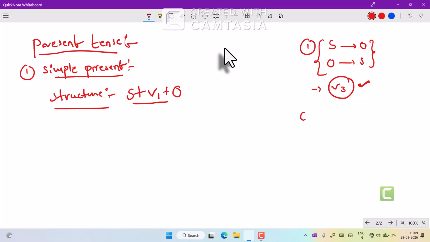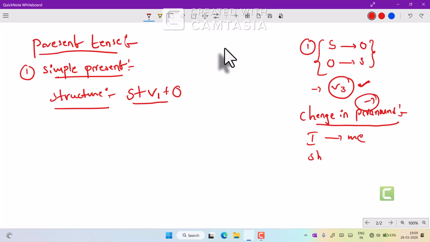And change in pronouns. Again, don't ask what pronouns are: pronouns are the words used instead of nouns. For example, I changes to me, she changes to her, he changes to him, they changes to them.